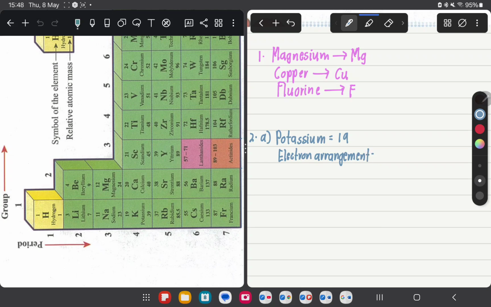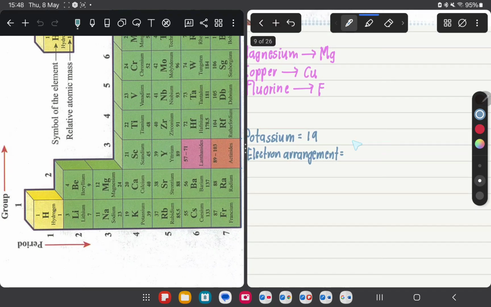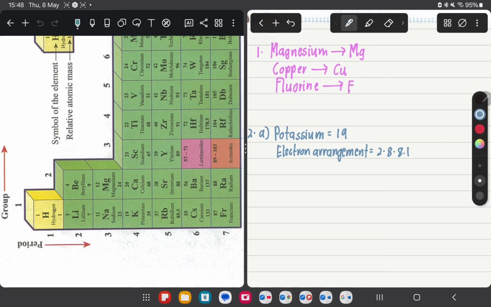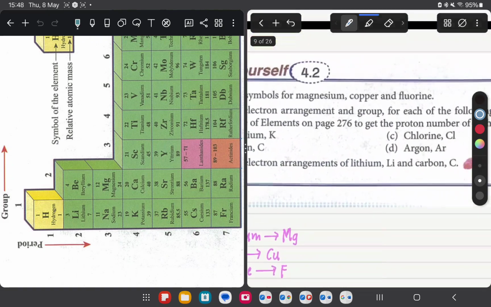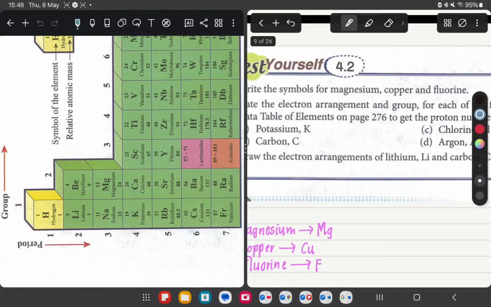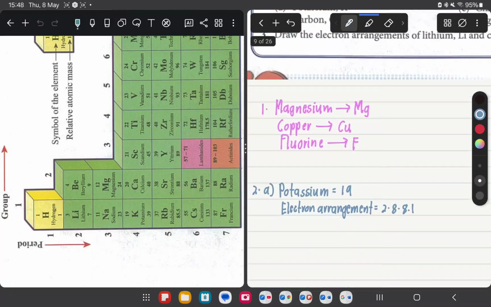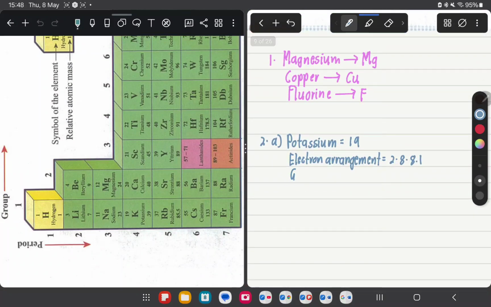Okay, so they have 19 electrons. So first shell 2, second shell 8, another shell also 8. So we already have 18. So the final shell has 1. So the valence electron is 1. Okay, but do they ask about valence electron? No, they ask about the electron arrangement and group. Okay, so this element is located in group 1.